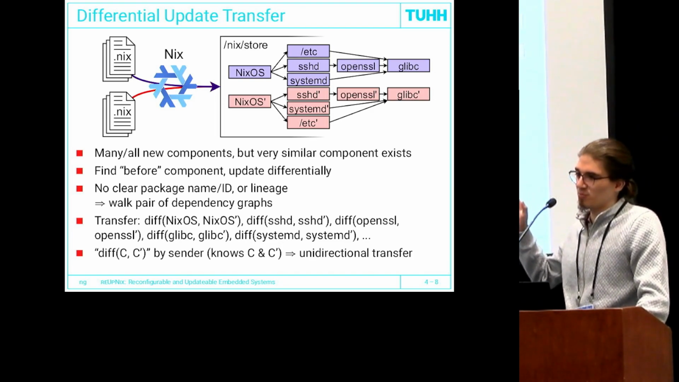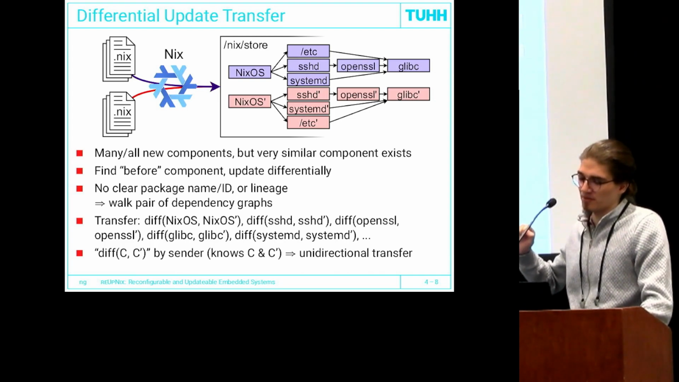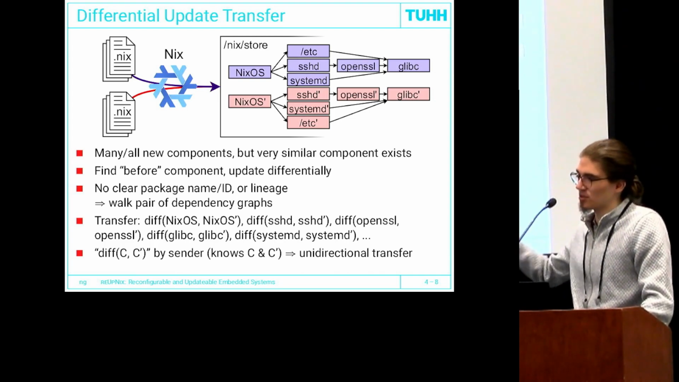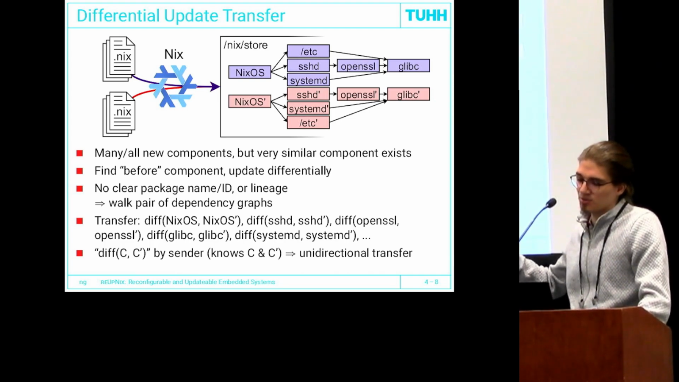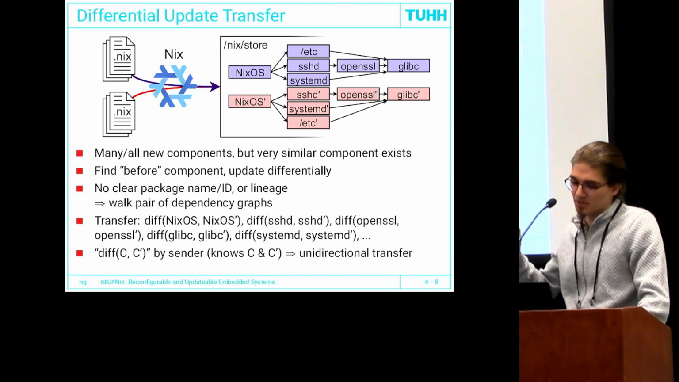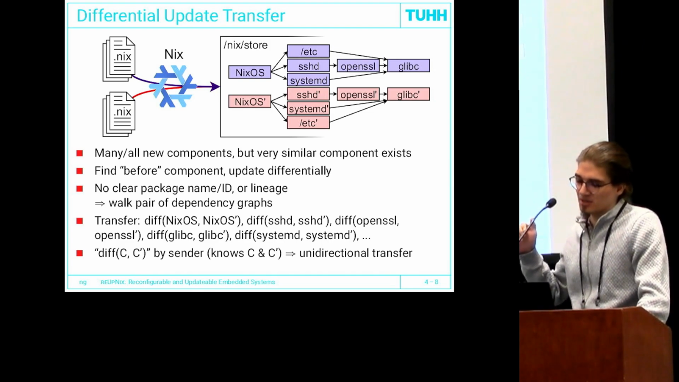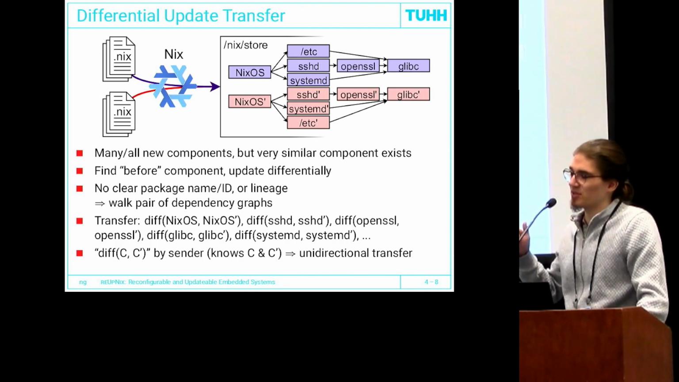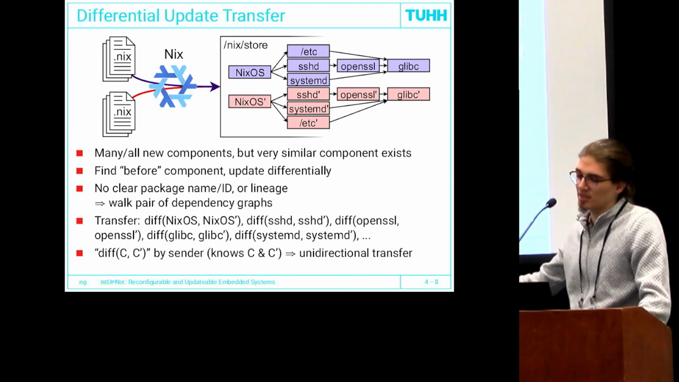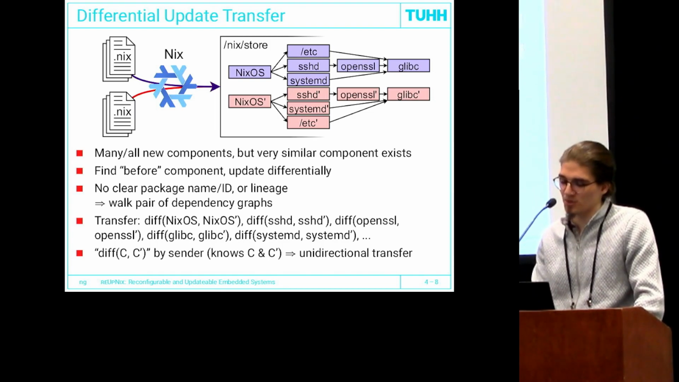Now, since both the before and after dependency graph of the system can actually be known to the sender of the update, the sender can do all the diffs locally on its own. Therefore, the stream of differential updates can be transferred to the target unidirectionally without ever needing interaction with the target.